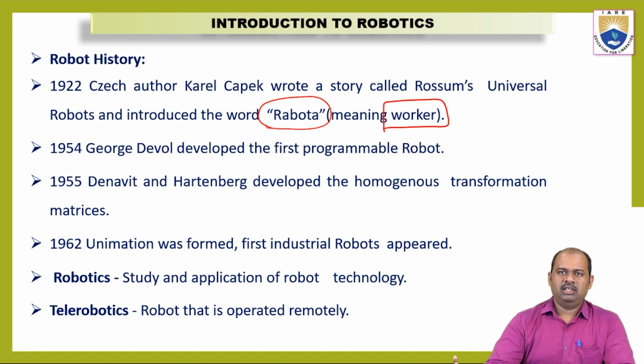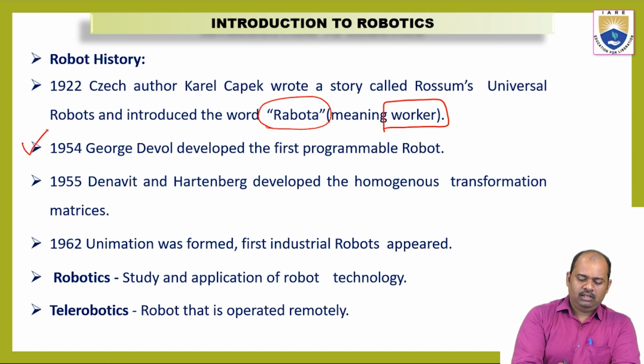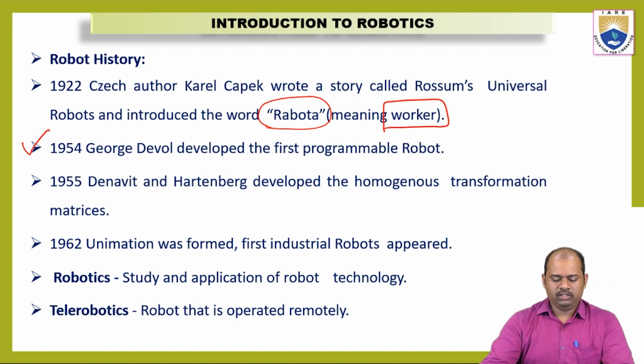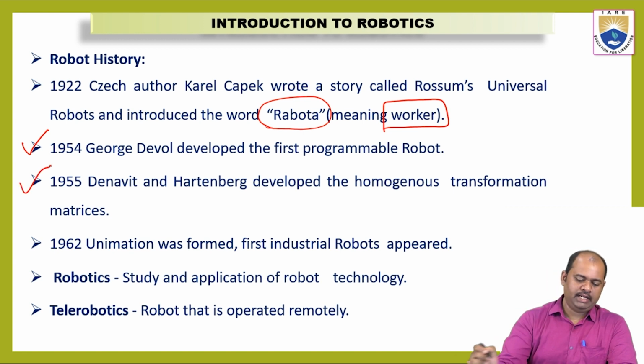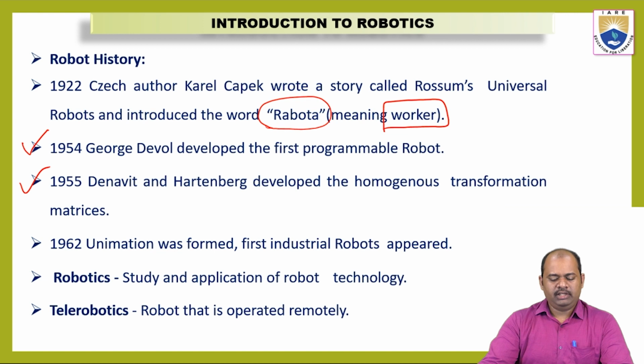Similarly, anything which is working can be called a robot. And then in 1954, George Devol developed the first programmable robot. Back in 1954, this scientist named George Devol developed a robot which can be programmed according to the need. And then in 1955, Denavit and Hartenberg, the two scientists, developed the homogeneous transformation matrix, which revolutionized the use of robots.